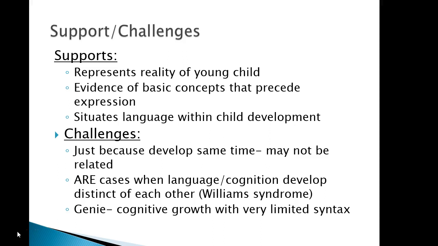We also have cases where we know that language and cognition develop distinctively from each other, and for the most part that's not true. We see that kids who have very significant cognitive deficits also have very significant language deficits, but there are cases, Williams syndrome is one of them, where we see children having very poor cognitive skills and more well-developed verbal language, and so there's a mismatch there.